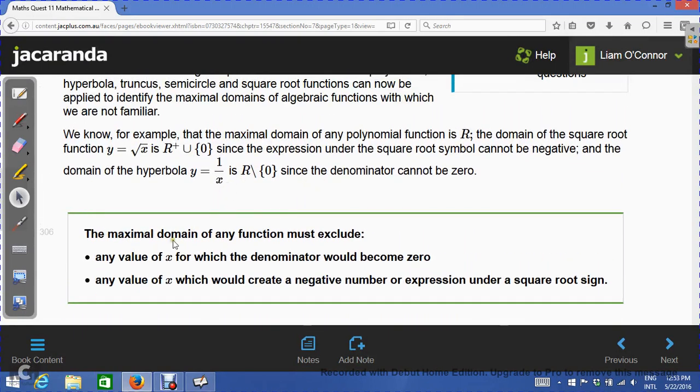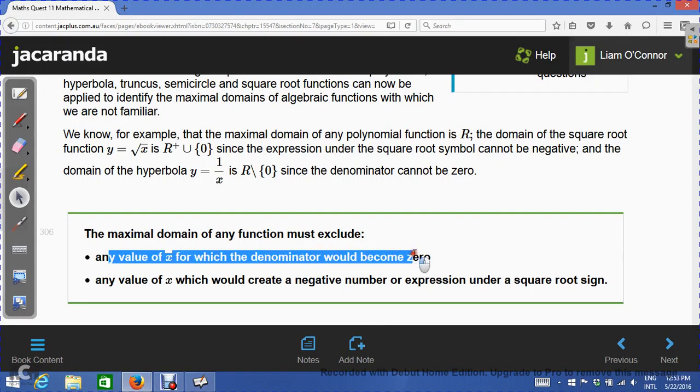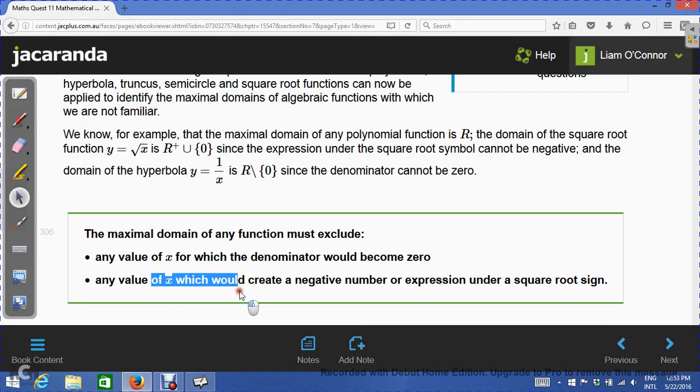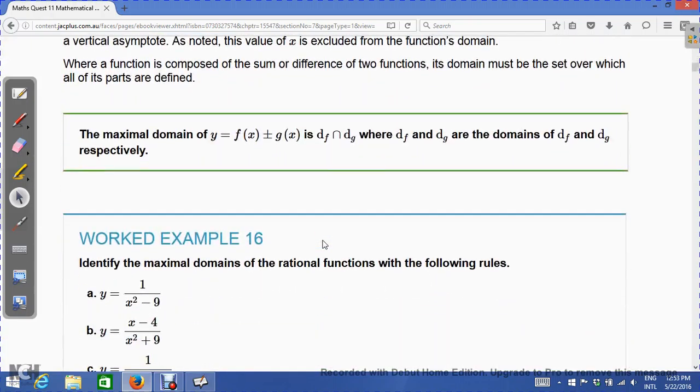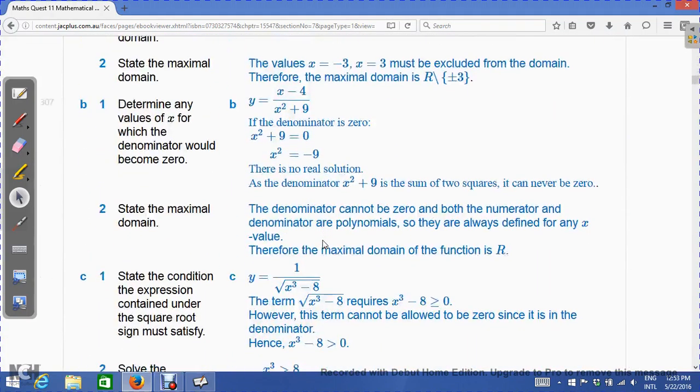Looking at the case where the denominator becomes 0 or the square root function is negative. Okay, so next video I'm going to have a look at inverse functions.